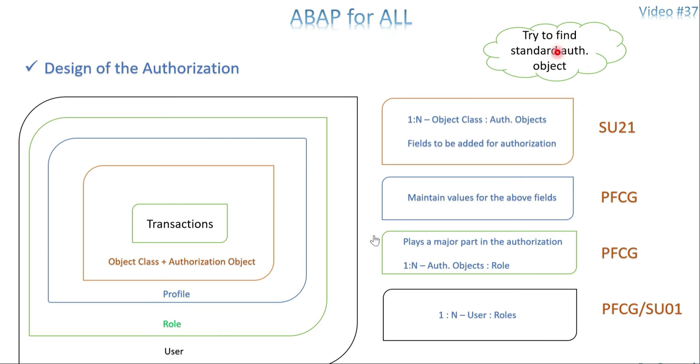This one I already mentioned. Try to find a standard authorization object, because everything is a field. If you search for this authorization object through a field, definitely you will get a lot.